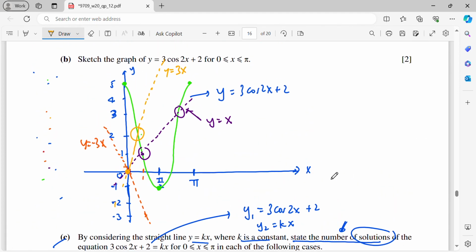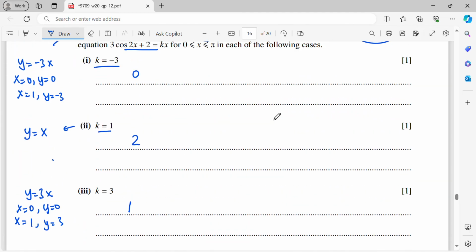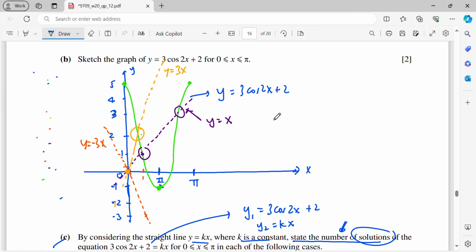Right? So I drew the dotted line here because I need to use that to explain. For your solution, please do not draw the dotted line on the graph, because part 2 is just a graph of 3 cos 2x plus 2. So here I'm getting one solution because of one intersection point. So that's the explanation of these three solutions.